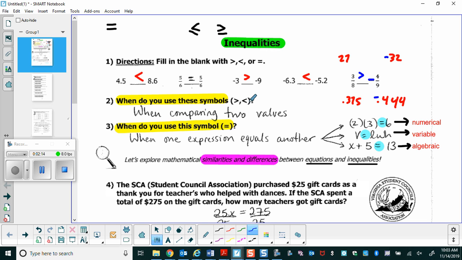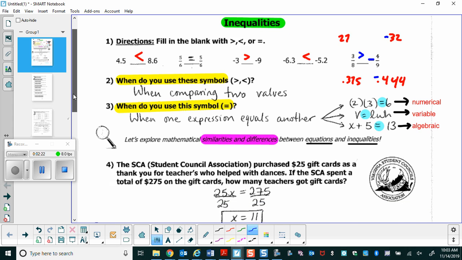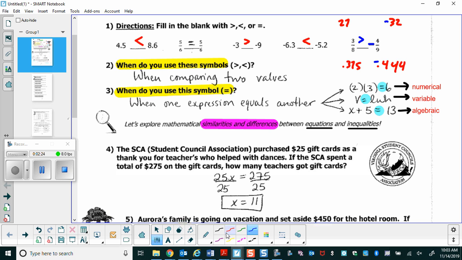And what we're going to be looking at now in this new unit is the greater than or less than symbols. So let's explore some similarities and differences between the two units. So some stuff that you already know would be here in example number 4. We have that the SCA has purchased $25 gift cards as a thank you for the teachers who helped with the dances. So if the SCA spent a total of $275, again, we're given the total, so they spent $275. We have that it equals $275.